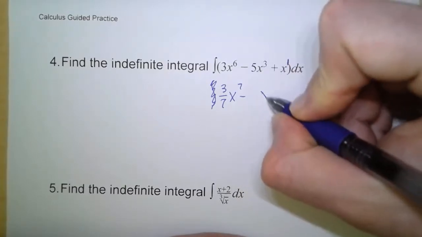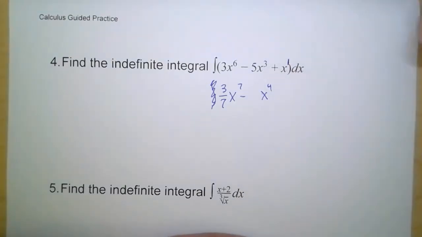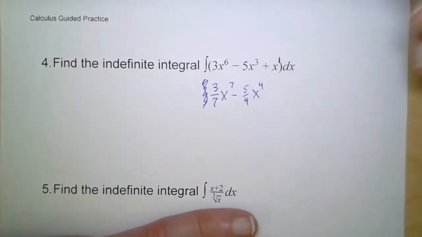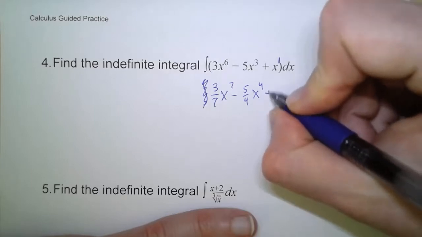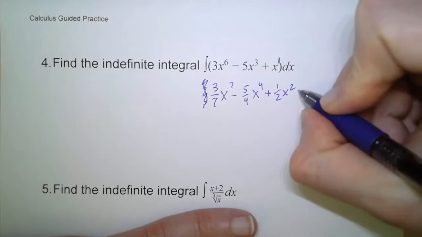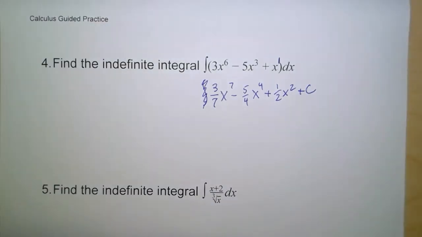X cubed is going to become x to the 4th, and then we have 5/4, and then plus x. Well, we already saw that. That's 1/2 x squared, and then plus c.